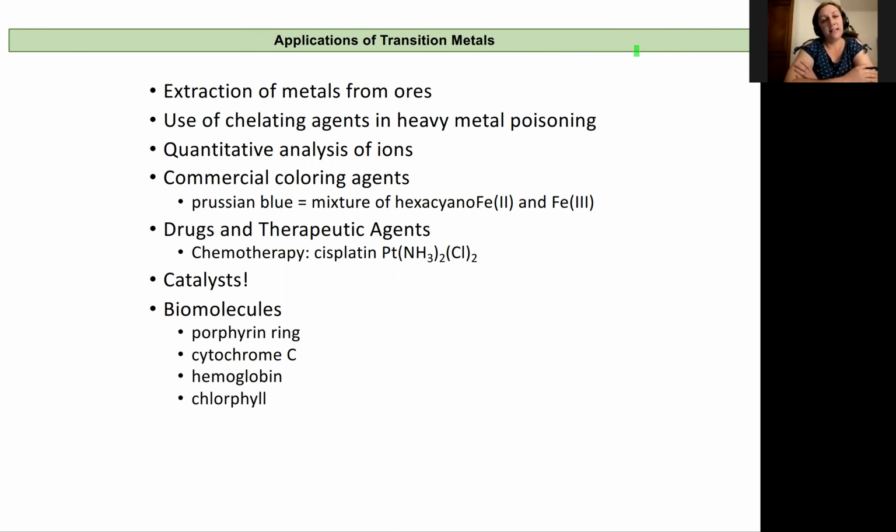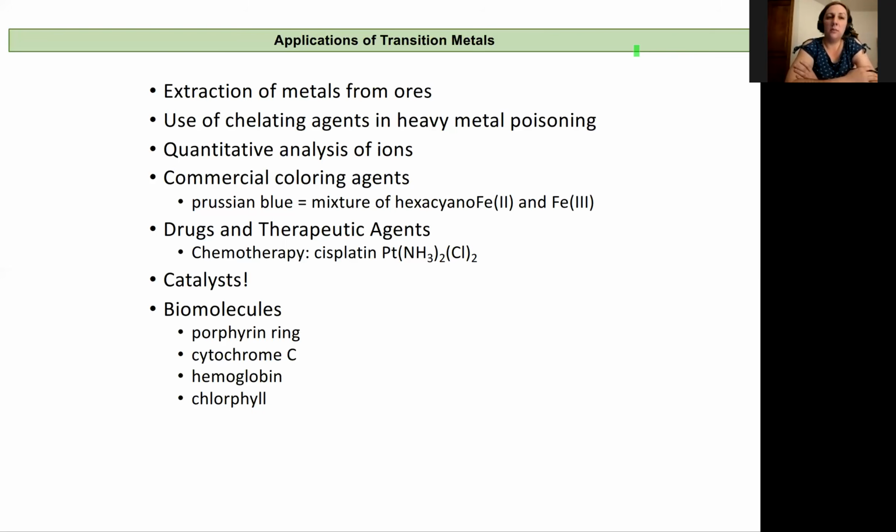In this last lecture, I'd like to spend some time talking about the applications of transition metals. And it's just broad. It's so broad. We could actually have several classes on this topic alone, and they would be really fun classes. In general, where you see transition metal chemistry come up is when we're talking about extracting metals from ores. That becomes extremely important.